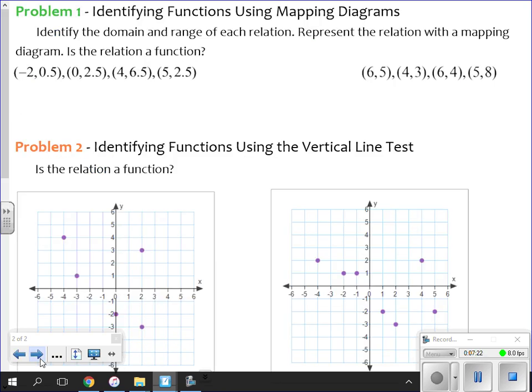Okay, so let's start doing our tests. Identify the domain and range of each relation, representing the relation with a mapping. We'll talk about that. Is the relation a function or not? What I have up there is 2 different sets of xy coordinates. This is a relation. Every x has a corresponding y with it. I have an x, I have a y. I have an x, I have a y. That is a relationship. For every x, I have a y.